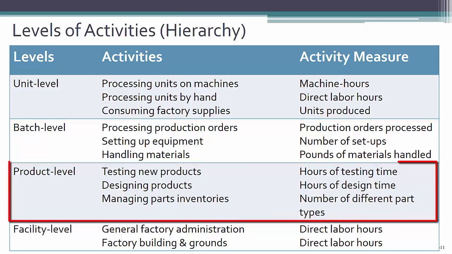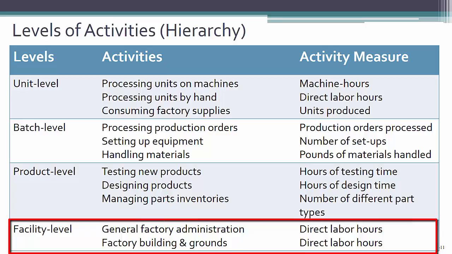Product level activities relate to specific products and must be carried out regardless of how many batches are run or how many units are produced and sold. For example, designing, testing, or advertising a product are product level activities. Remember, you will design a product hopefully once, not each time you manufacture a batch or unit of it. An activity measure related to design costs, for example, would be hours of design time.